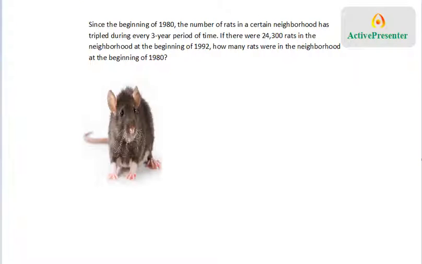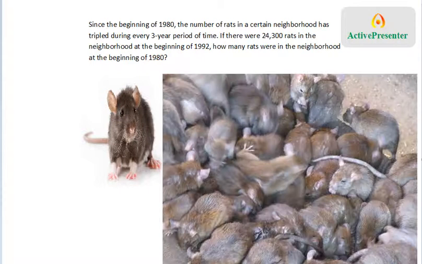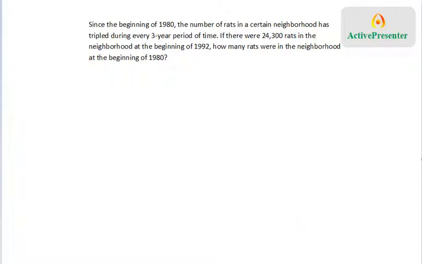So basically, there was one rat, then it tripled every 3 years, probably. Then there were so many rats. I think the simplest way to handle this kind of problem is to give some variable, some unknown number for the number of rats in 1980.